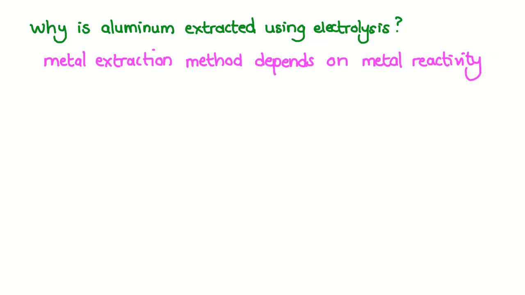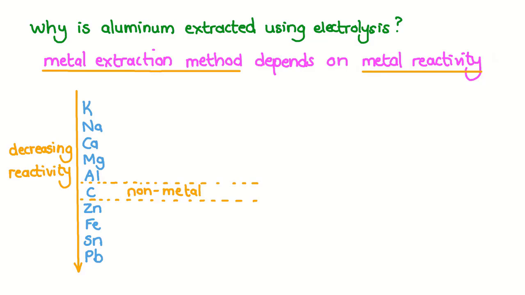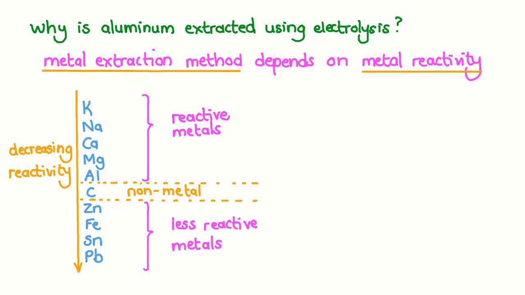To answer this question, we need to know that the metal extraction method chosen for a particular metal depends on the reactivity of that metal. This reactivity series shows some relatively reactive metals and some less reactive metals placed in order of decreasing reactivity relative to the reactivity of the non-metal carbon. The reactive metals, which include aluminum, have very stable oxides.